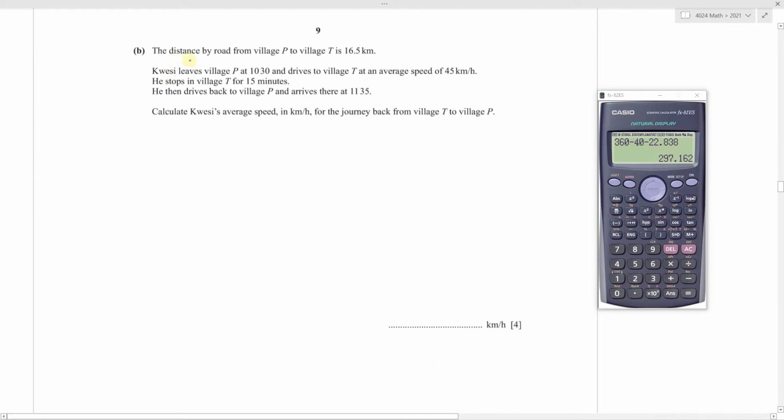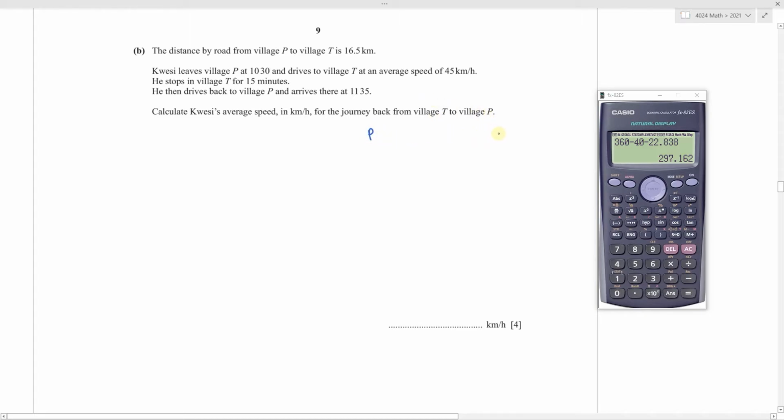Part B: the distance by road from village P to village T is 16.5 kilometers. Kawasi leaves village P at 10:30, drives to village T at an average speed of 45. He stops at village T for 15 minutes, then drives back and arrives at 11:35. Calculate Kawasi's average speed in kilometers per hour for the journey back from village T to village P.